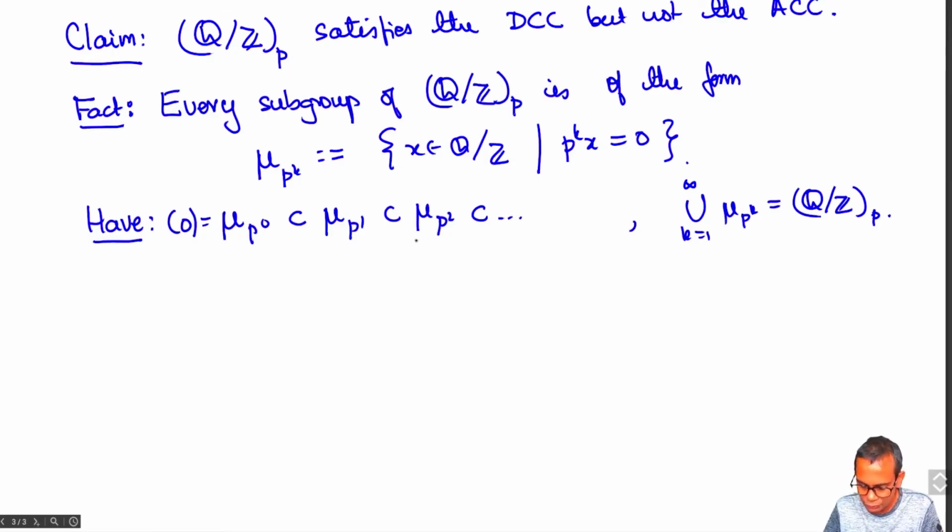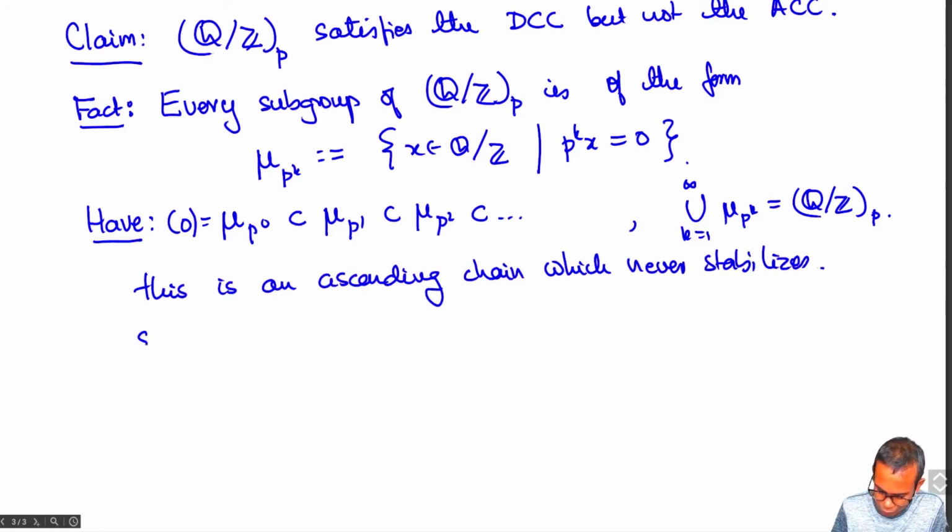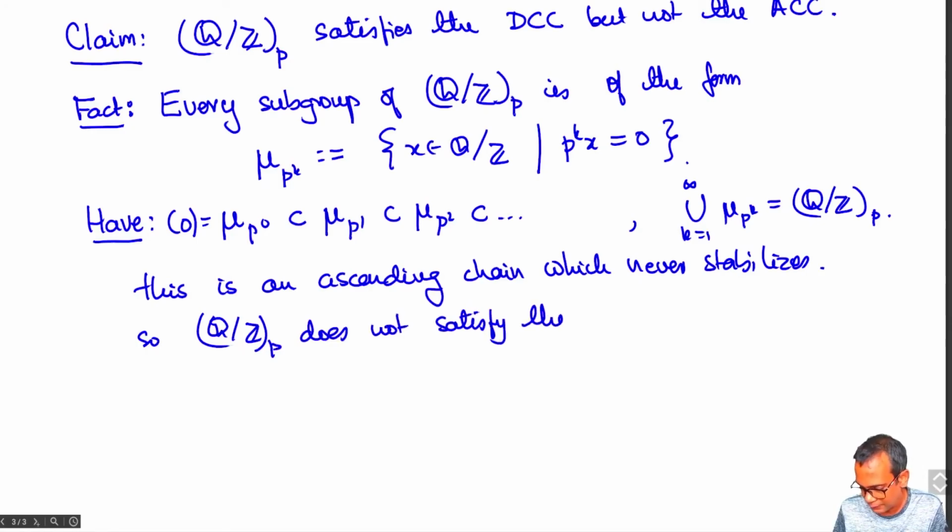Clearly, if you have a descending chain, it will terminate, because when you start, if it has any of these elements, you have only finitely many subgroups contained in it. Whereas this chain itself is an ascending chain, which never stabilizes. So Q mod Z_p does not satisfy the ACC. However, it does satisfy the DCC.